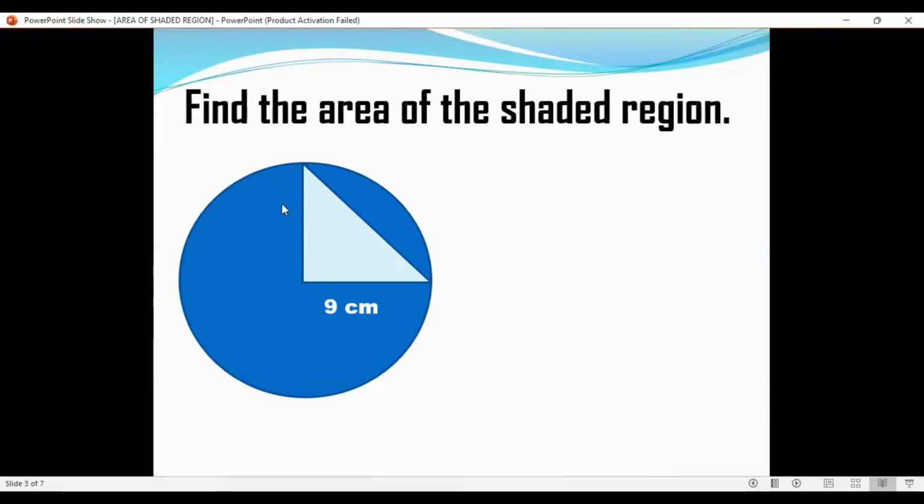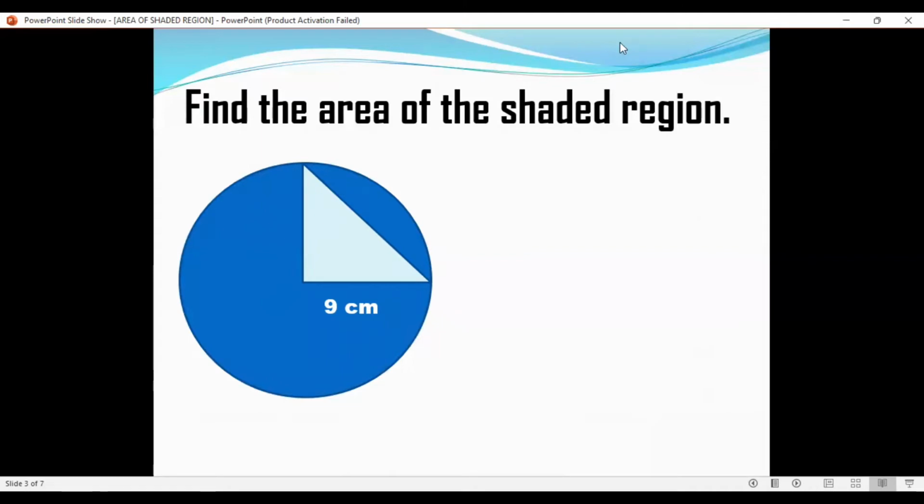Okay, so in this case, we have a circle, and there is an unshaded portion, which is a triangle inside this circle. So the thing here is we are only to find the area of the shaded region, which in this example is in blue color. So what are we going to do here?